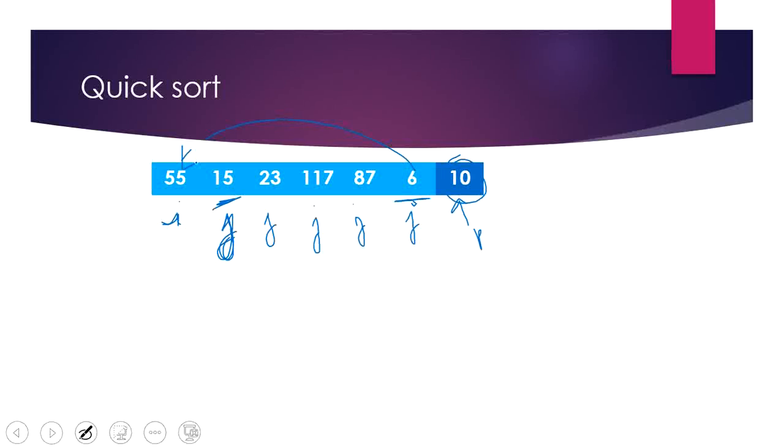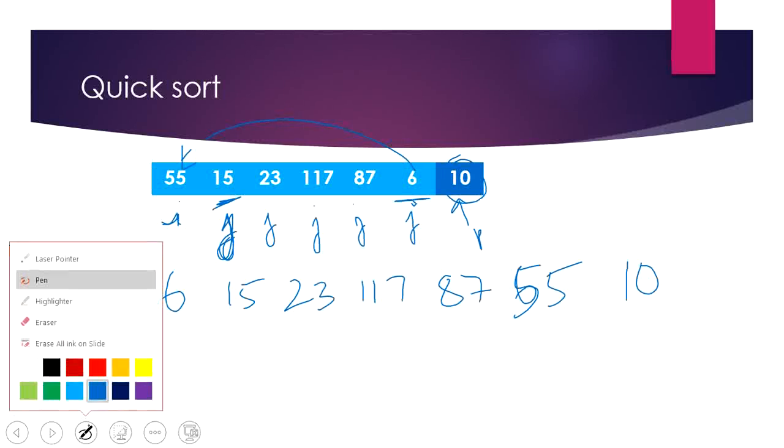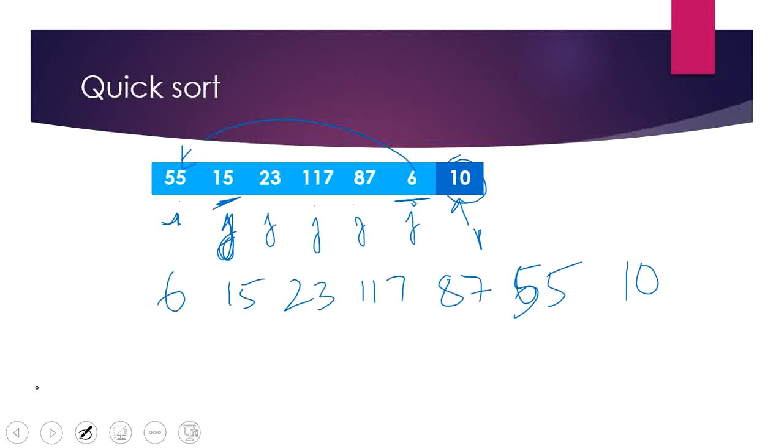So now the array becomes 6, 15, 23, 117, 87, and 55 swapped to the place J. So now 6 becomes 55 and finally our pivot 10. Now our pointer I is at 6 and pointer J is at 55. We swapped, swapping is done. Now we don't have any more elements left after J to push before 10, so our iteration ends here.